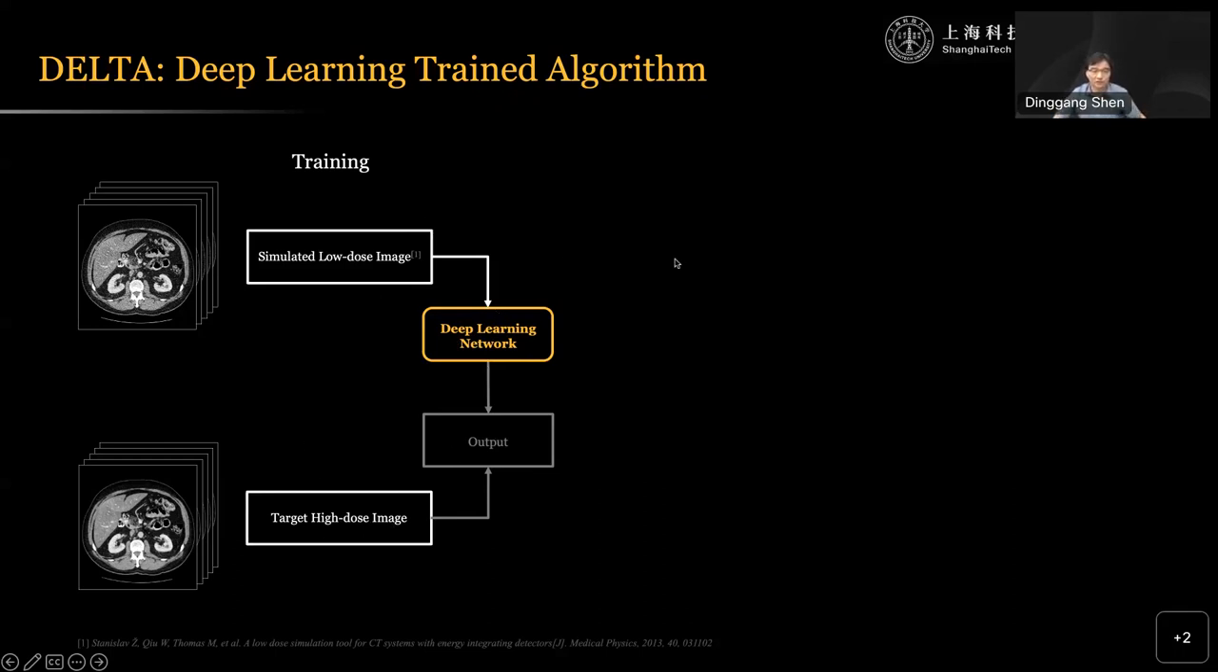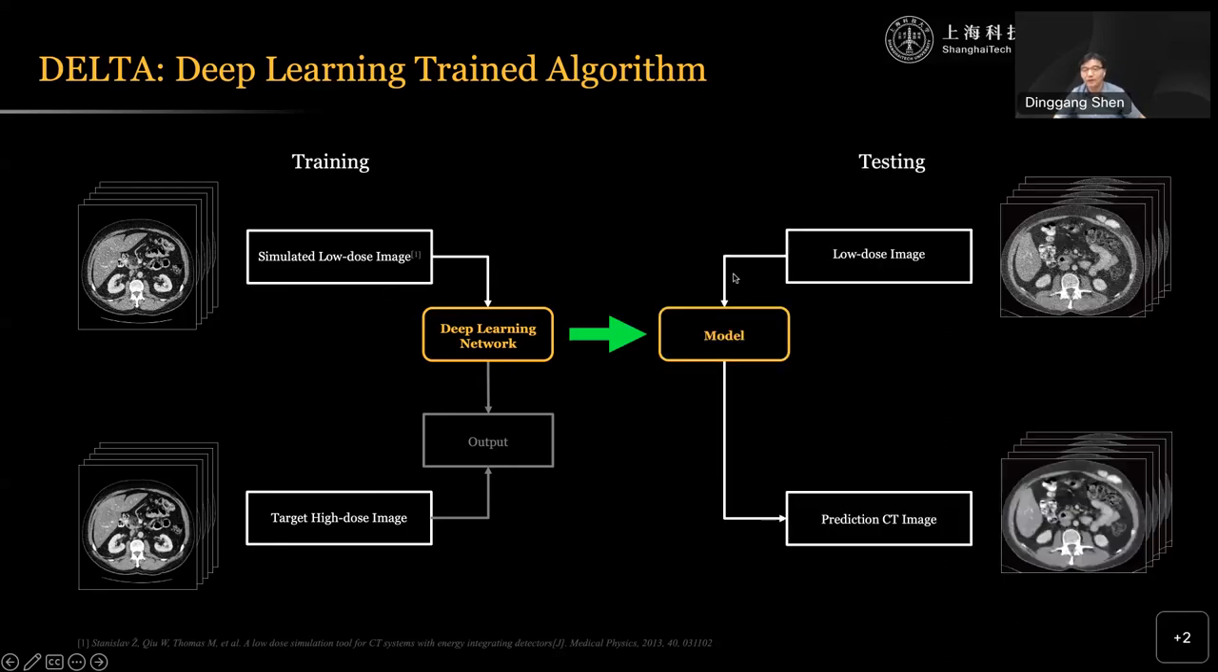So these are very brief ideas for the low-dose CT reconstruction. In the application stage, you take a low-dose CT image, which means just using a small number of projections for the CT projection. Then you input it to the model already trained in the training stage, and then you can get a reconstructed CT image. So this is a very simple framework for the deep learning algorithm used for low-dose CT reconstruction.